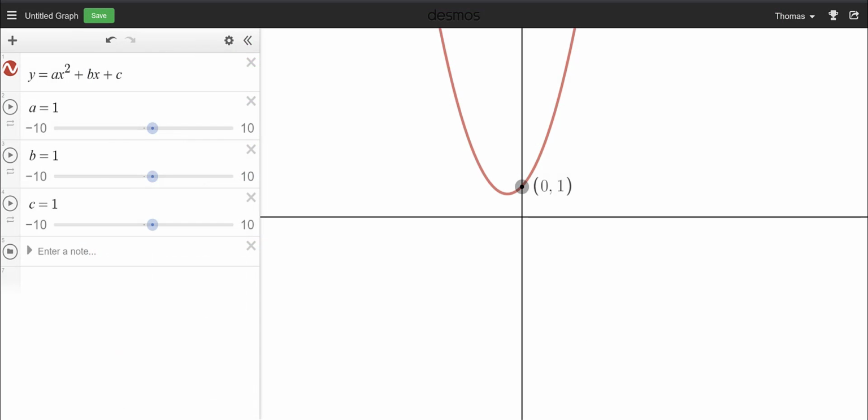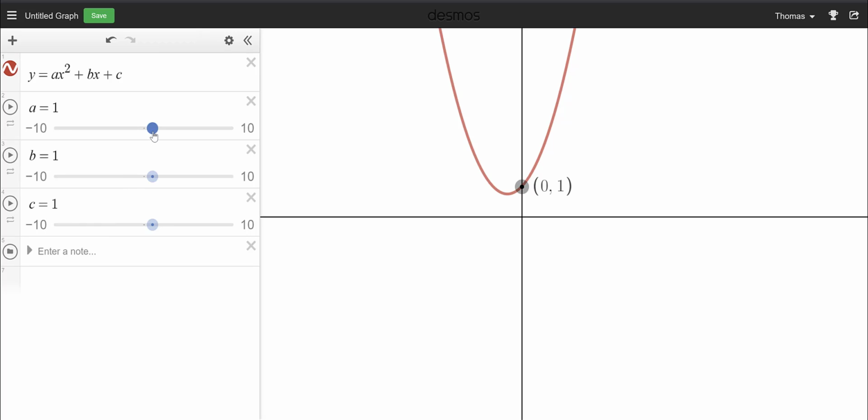Alright, so we don't have a warm-up today because we're going to try to get through this really quickly. But let's take a look at standard form. So again, we see right here in the top left-hand corner, this equation is written in standard form. So we have y equals a times x squared plus bx plus c. Alright, and then we have a slider for a, b, and c. And our job is to figure out what does A do, what does B do, and what does C do to this graph. So let's start off with A.